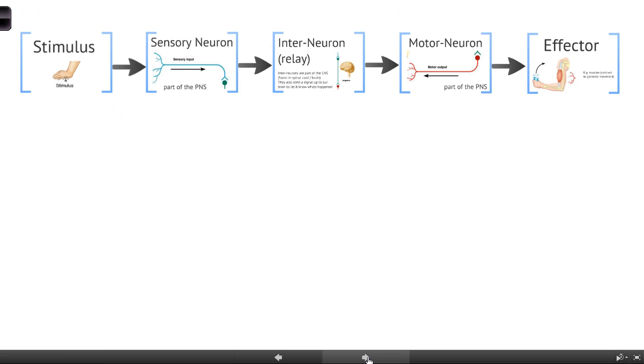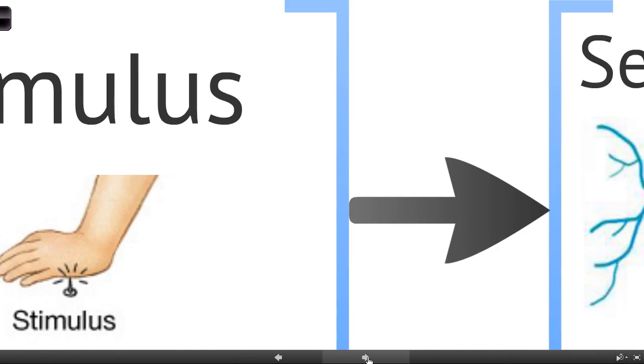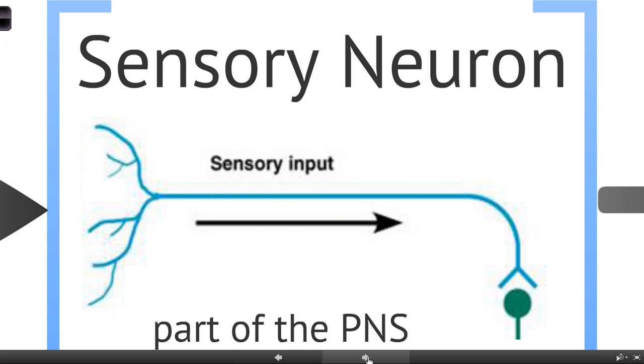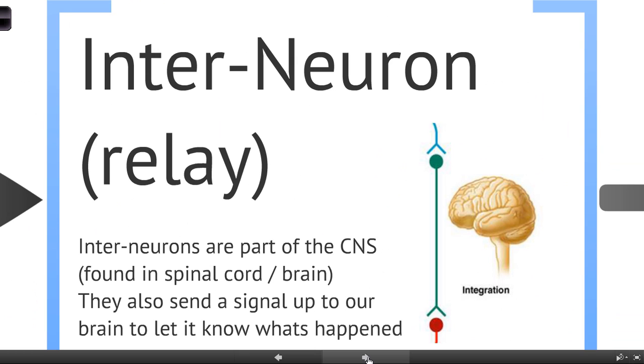Alright, so just to go through the steps one more time, you need to know these for your tests, the steps in a reflex arc or in a reflex action. The first one, stimulus. So something, usually a very strong stimulus, telling us that something's causing damage to our body. An electrical impulse goes down a sensory neuron, which is part of the peripheral nervous system. It reaches an interneuron or a relay neuron, which is part of the central nervous system, and is found usually in the spinal cord.